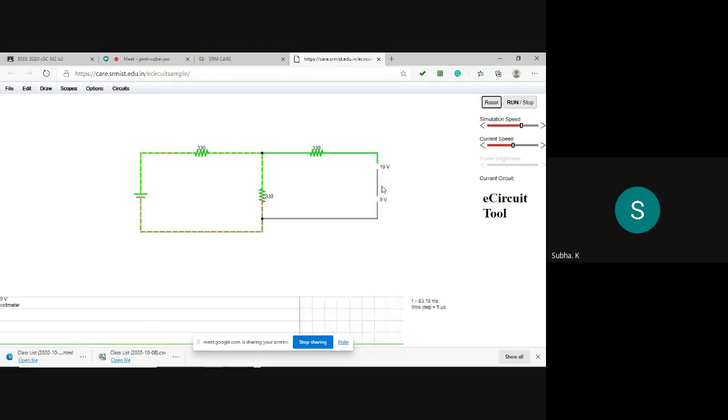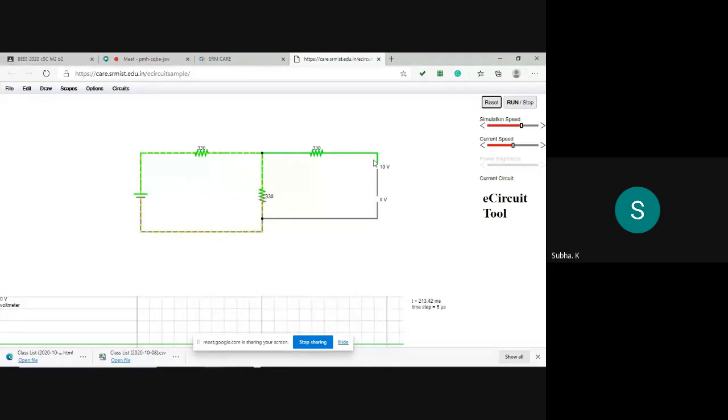You connect a voltmeter, but it's showing 0. Okay, I think 10 volt is the value. Ma'am, what should be the value in the voltmeter? I do not know the actual value. Maybe it's 10 volt only. I think so. All are getting 10 volt.